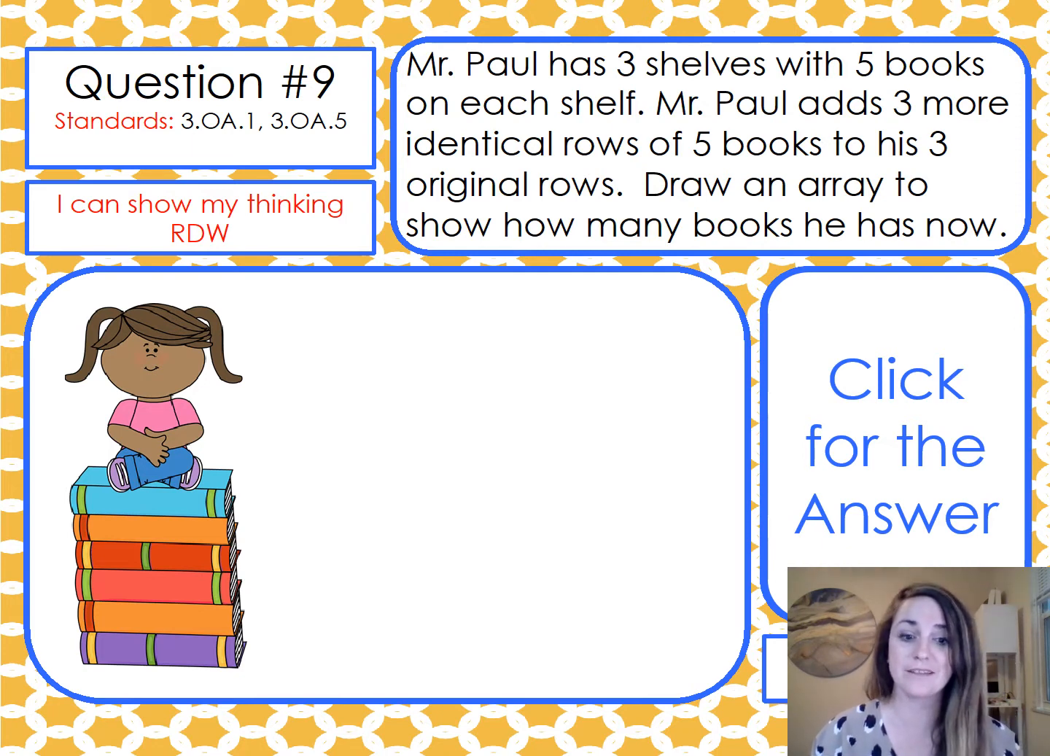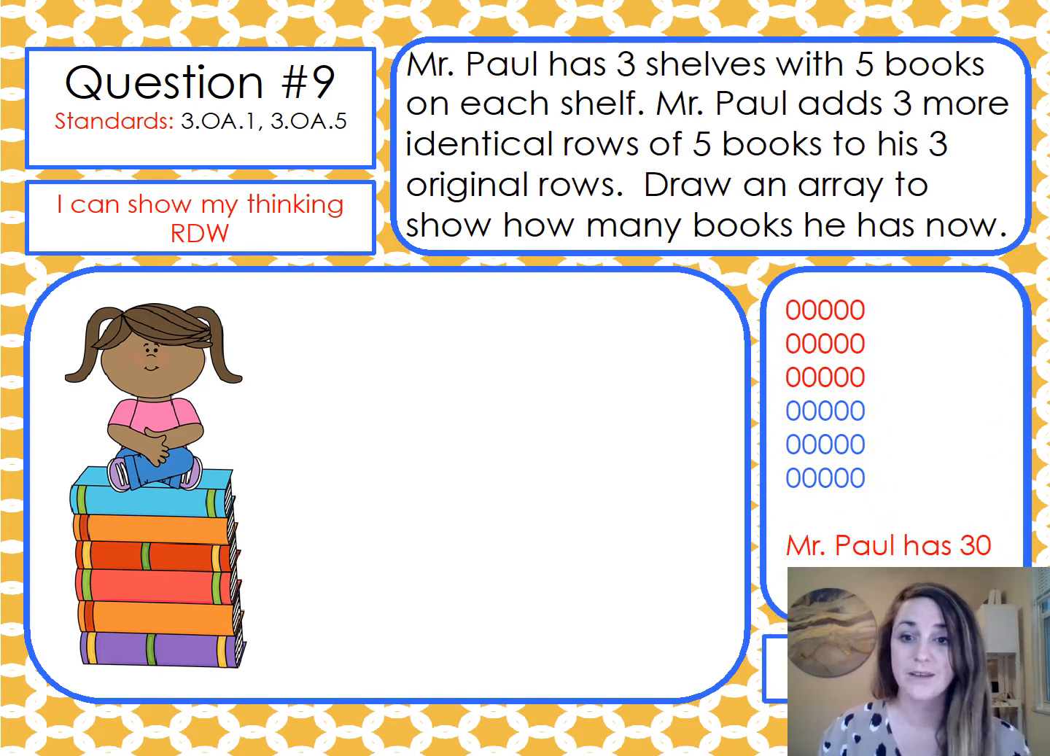Mr. Paul adds 3 more identical rows of 5 books to his 3 original rows. Let's draw an array to show how many books he has now. We started with 3 shelves with 5. Those are represented with the red circles. Then he added 3 more rows of 5. So we showed that with the blue circles. Overall, Mr. Paul has 30 books.